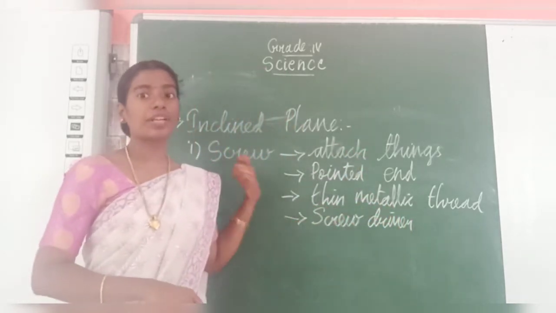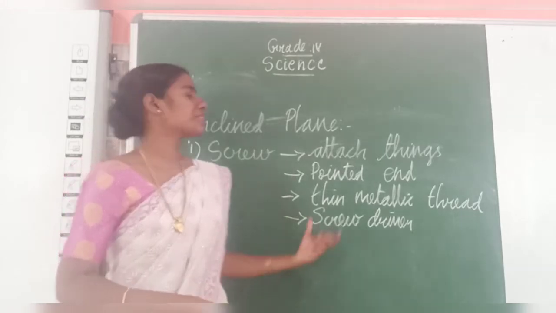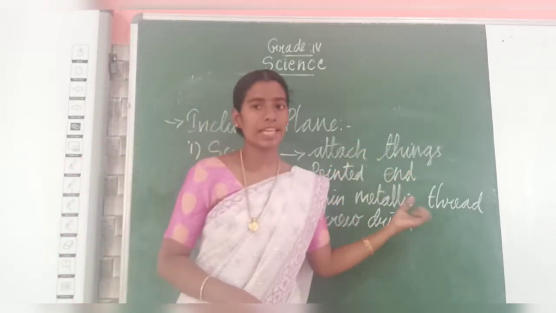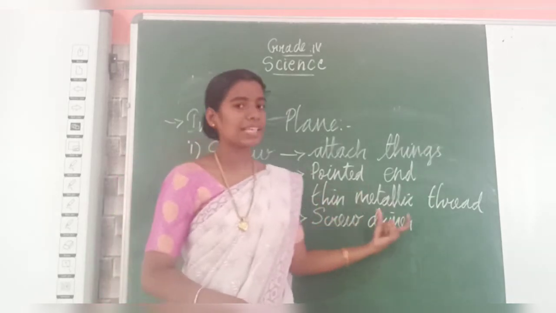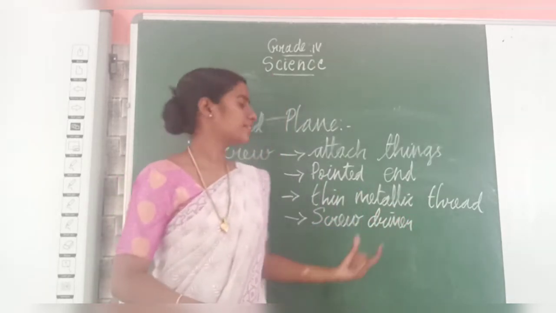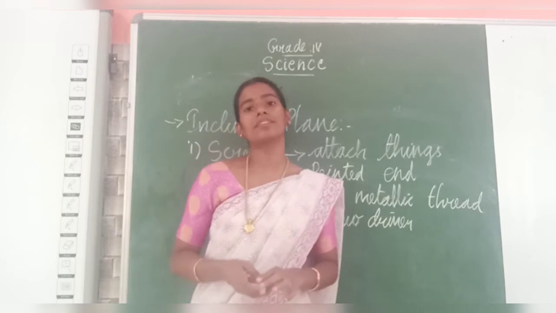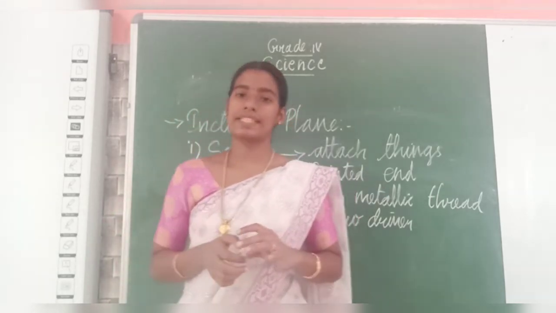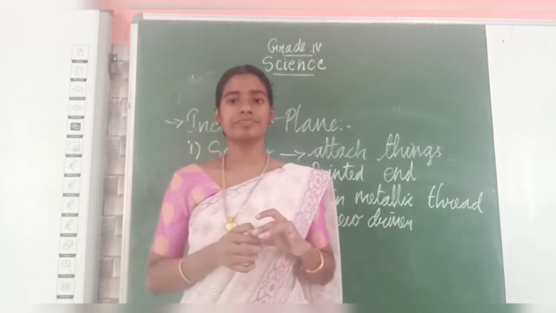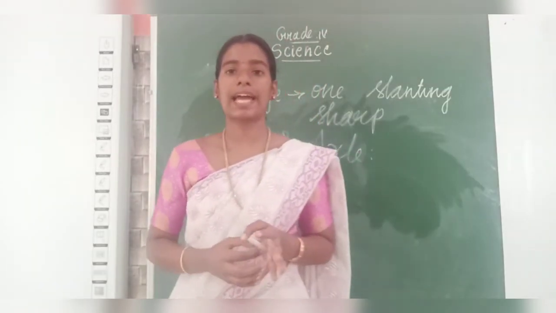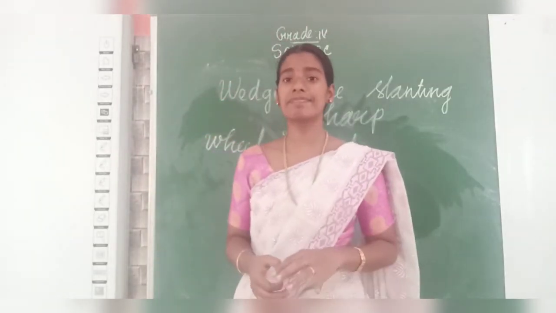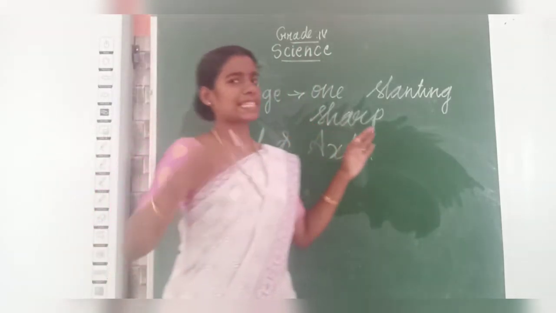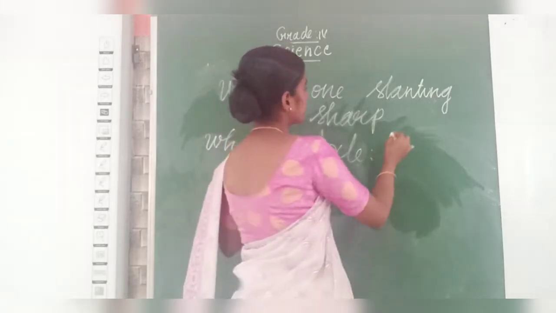This is all about screw. Screw is an example for inclined plane. It is used to attach things. It has pointed ends, thin metallic thread. Then the thing used to attach the screw is called screwdriver. Clear? Next type of inclined plane, another example, is wedges. What are wedges? It will be having a slanting. Consider a knife or axe.